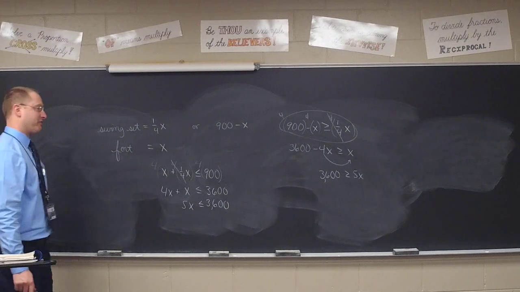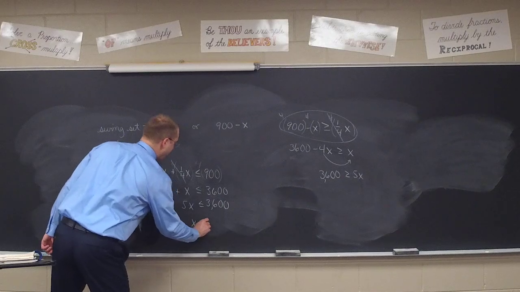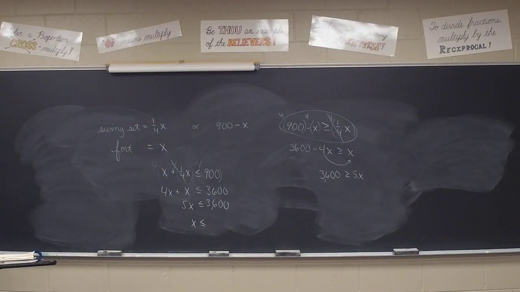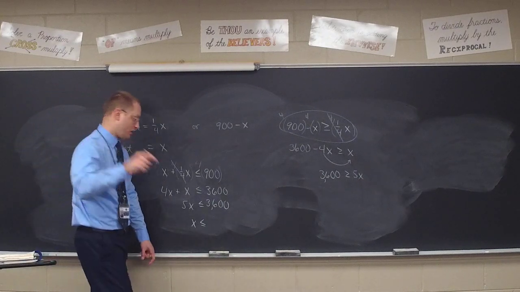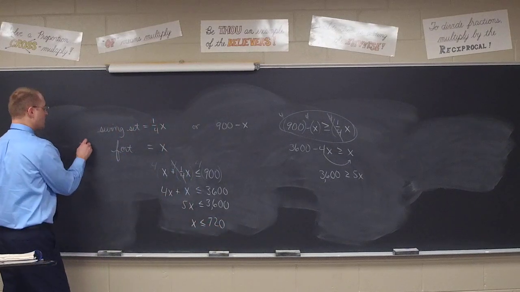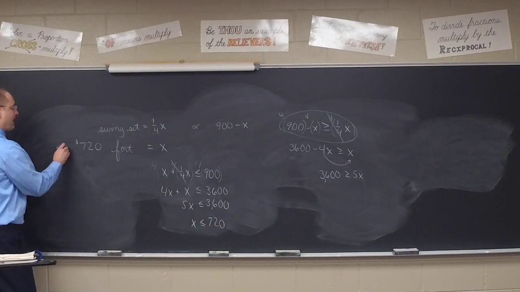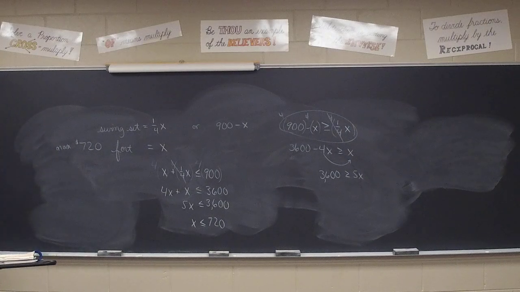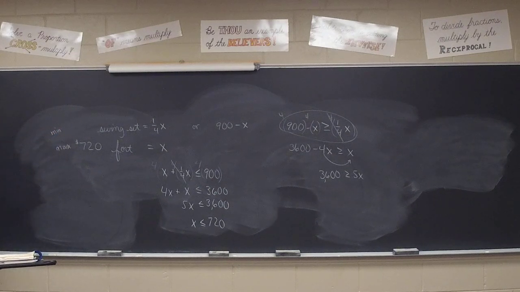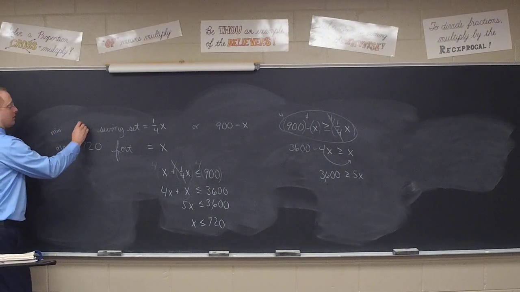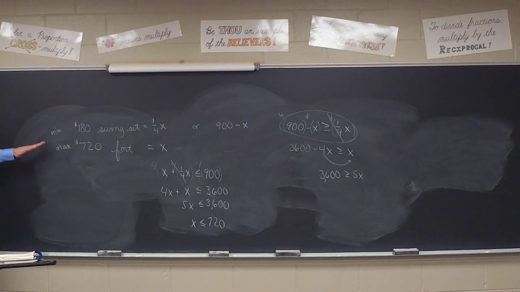And we divide both sides by 5 either way, and the amount spent on the fort needs to be less than or equal to $720. There we go. All right, so the fort needs to be less than or equal to a maximum of $720, which means the swing set will be at least a minimum of how much? $180. The fort costs up to $720 because the swing set's going to cost at least $180. And there's our answer. Questions on that?